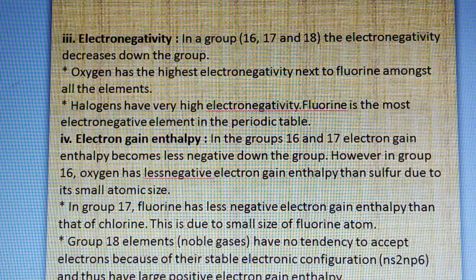Then the next one is electron gain enthalpy. In groups 16 and 17, electron gain enthalpies become less negative down the group. As we move down the group, electron gain enthalpy becomes less negative. However, in group 16, oxygen has a less negative electron gain enthalpy than sulfur due to its small atomic size. In halogens, that is group 17, fluorine has a less negative electron gain enthalpy than that of chlorine. This is due to the small size of the fluorine atom.